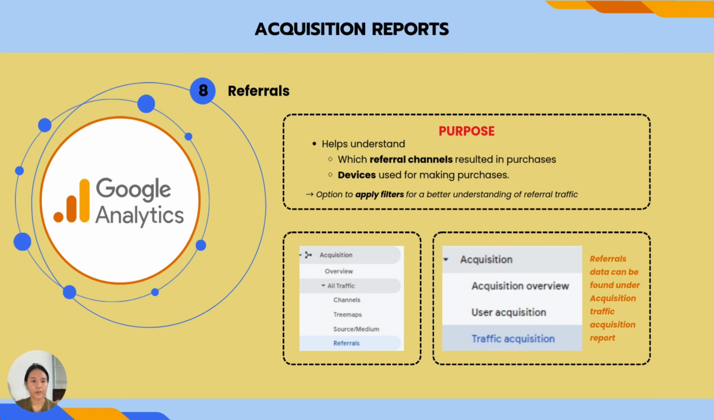Next, we talk about referrals. Referrals show which external websites drive traffic. For example, if your blog gets mentioned in a news article and referral traffic spikes, you can measure the impact directly.